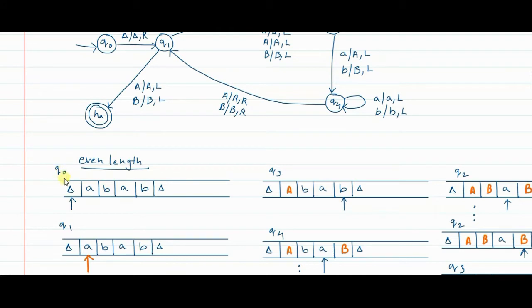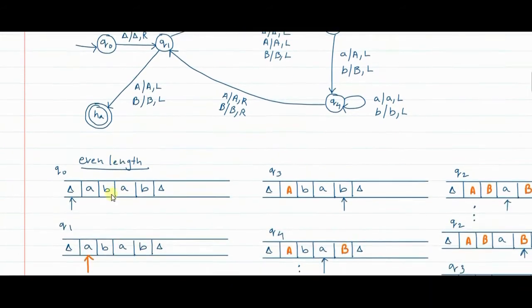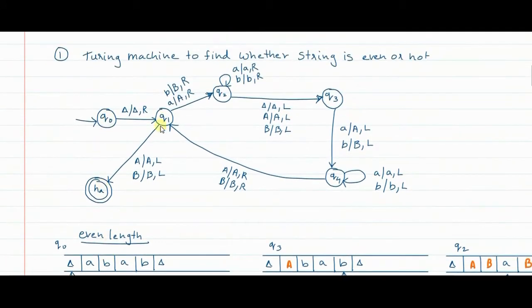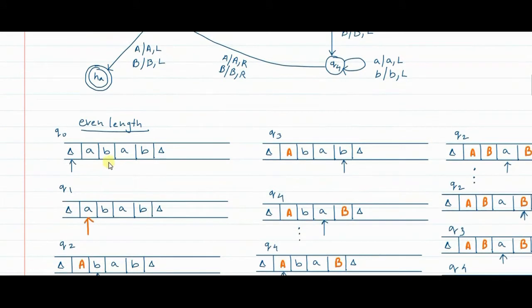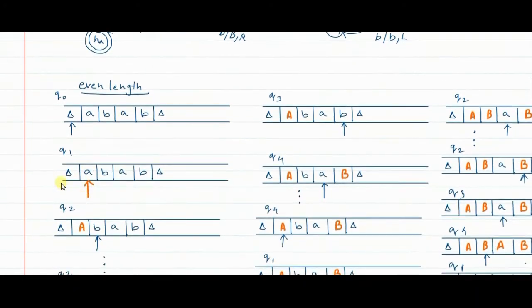Initially we are in the Q0 state, and the pointer is pointing to delta. As this tracing happens, I will also trace it with the diagram, so you will understand. As the first step, delta will be replaced with itself, the pointer will move one place to the right, and we go to Q1. So from Q0, delta is replaced with itself, the pointer moves one place to the right, and we go to the Q1 state. Now we are in Q1 and the pointer is pointing to A.